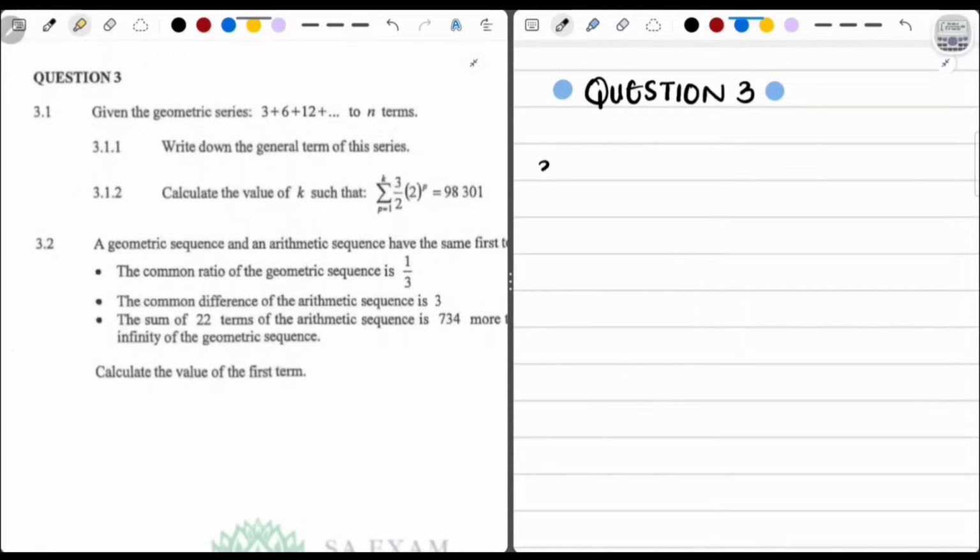Okay, so now we're on question 3, and 3.1, we have a series. So it's 3 plus 6 plus 12, and it's going till n terms. And they tell us that it's geometric.